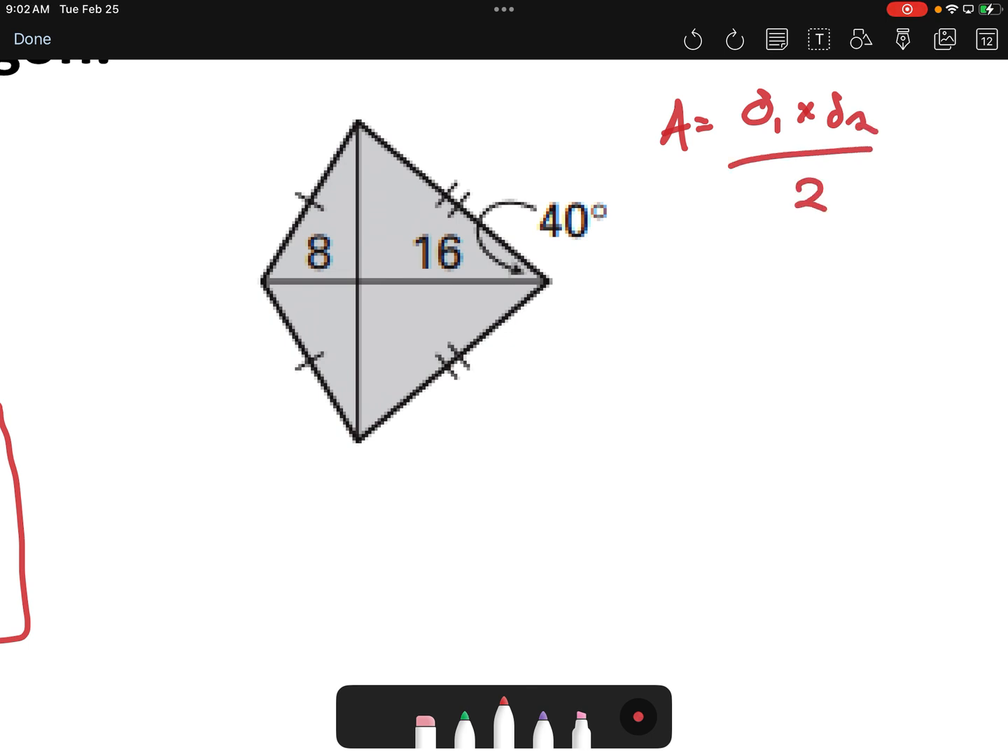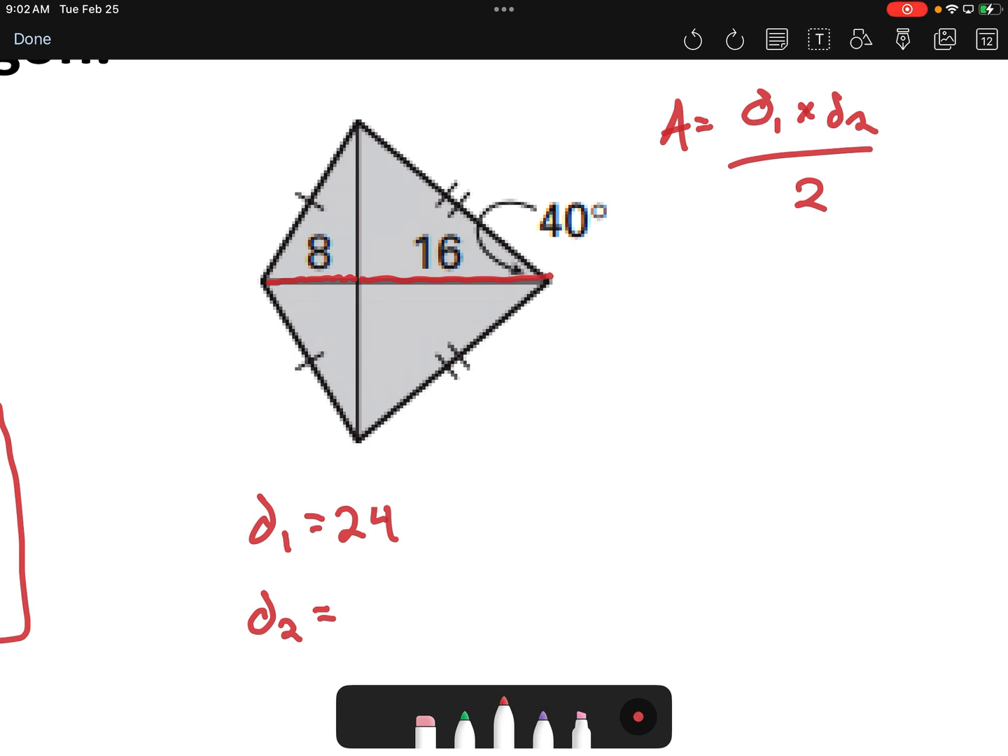Okay, do I have one diagonal? Yes, it's going to be 8 plus 16, which is what? 24. So diagonal 1, we'll just say it's 24. Diagonal 2, I am not sure what it is, but we're going to find that here in a second. Once we have everything we need, I'm going to change to showing my calculator. I'm going to show you how to plug it in.